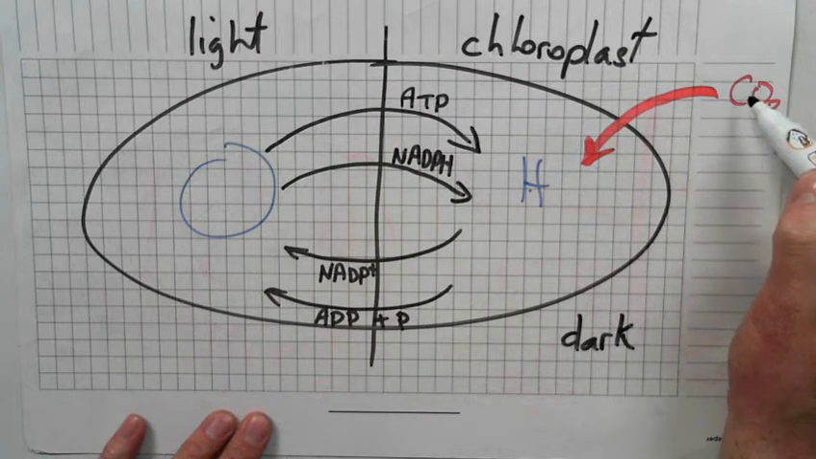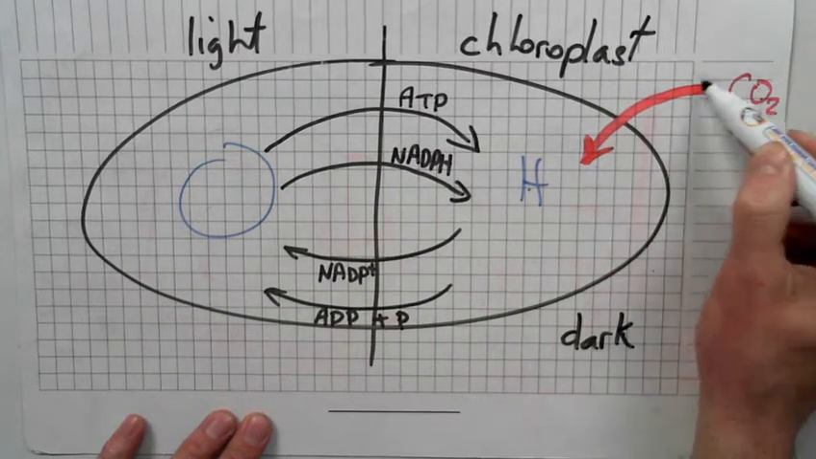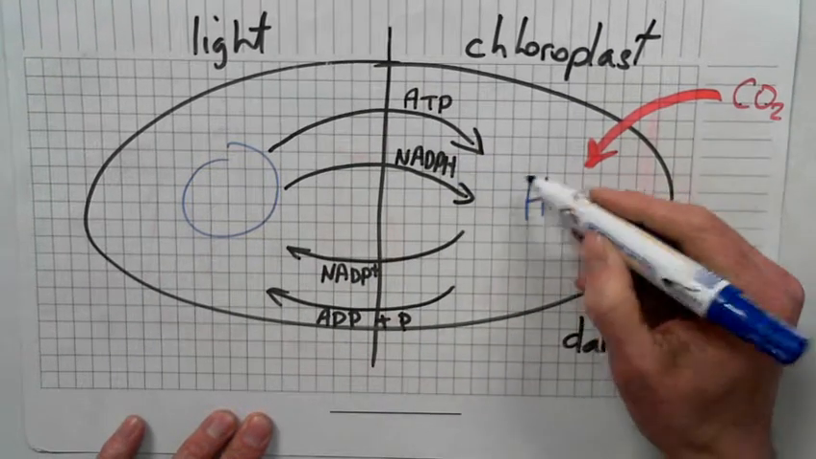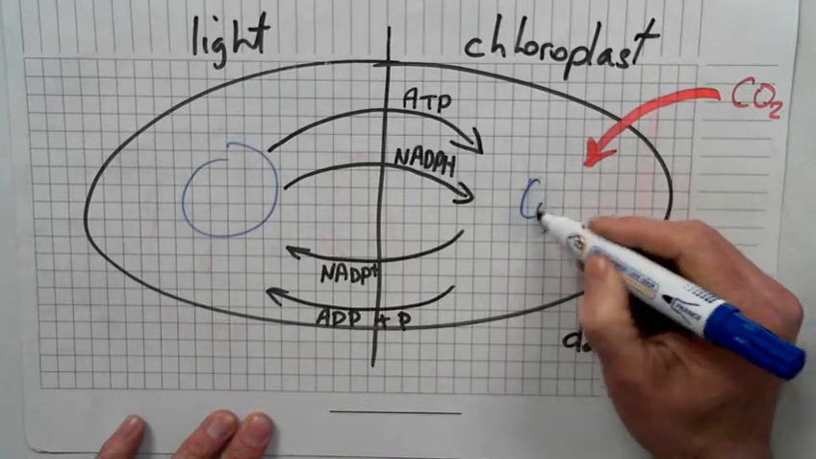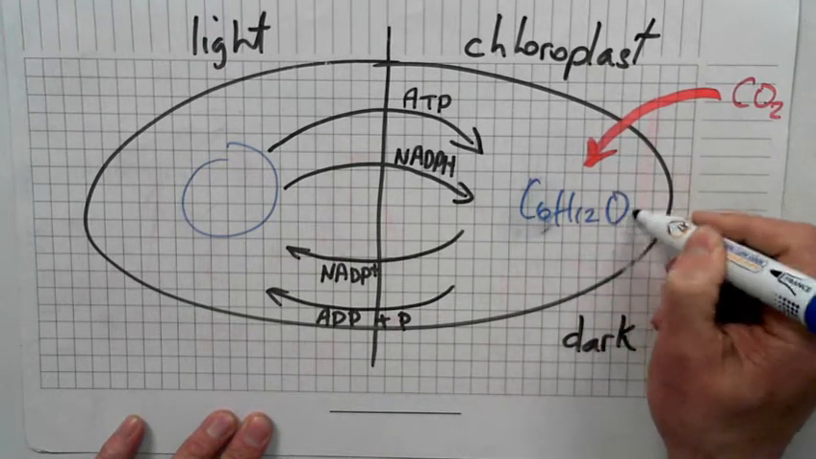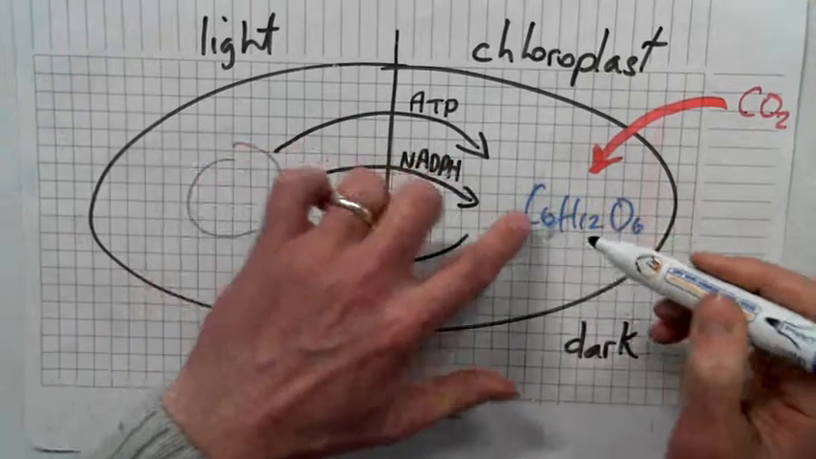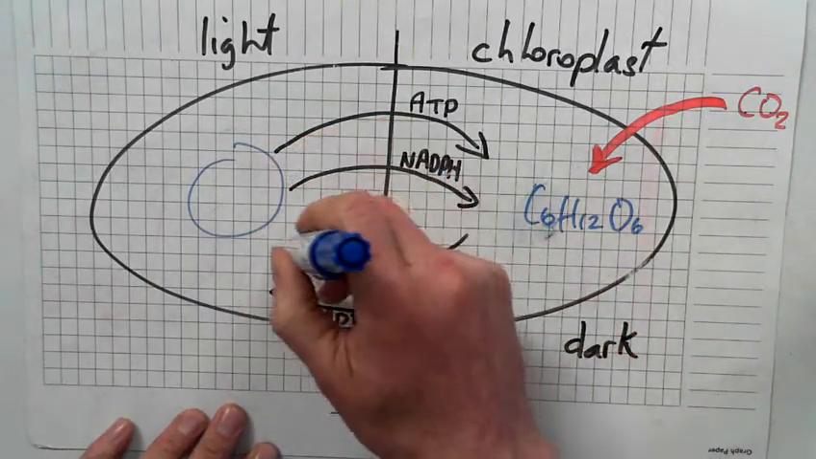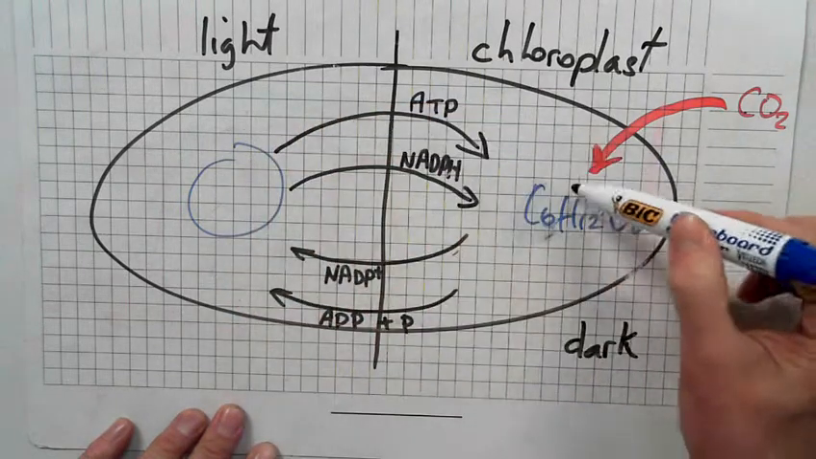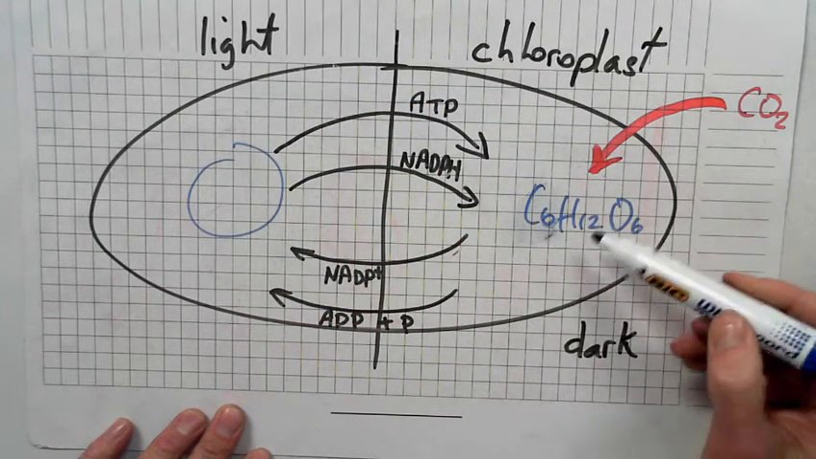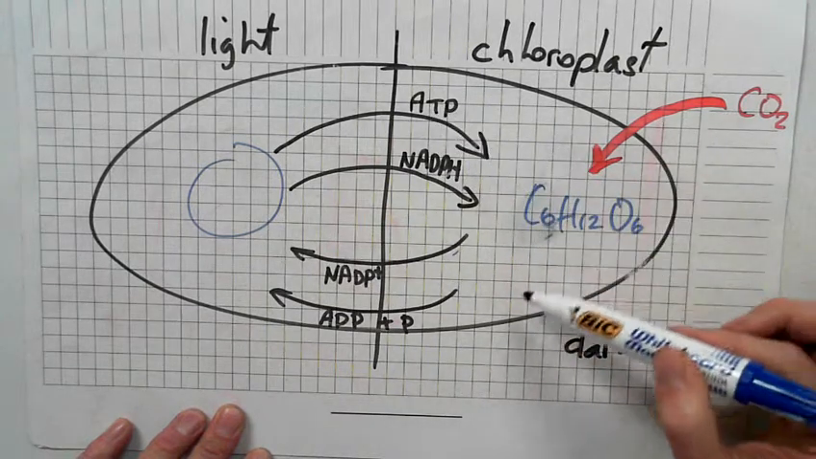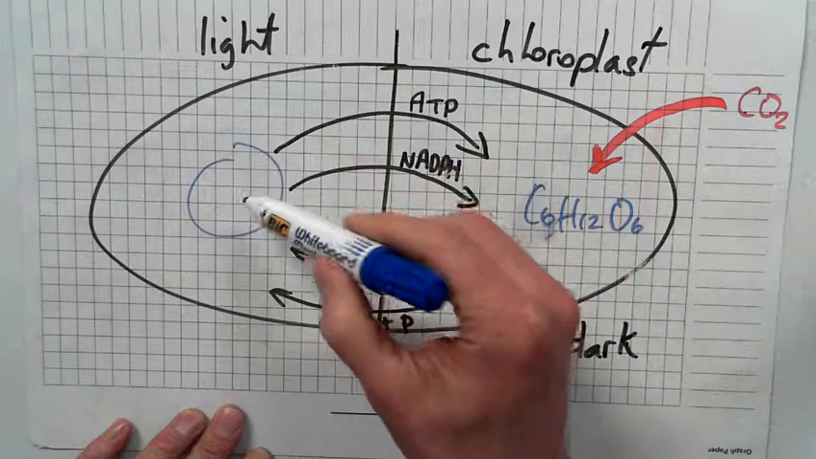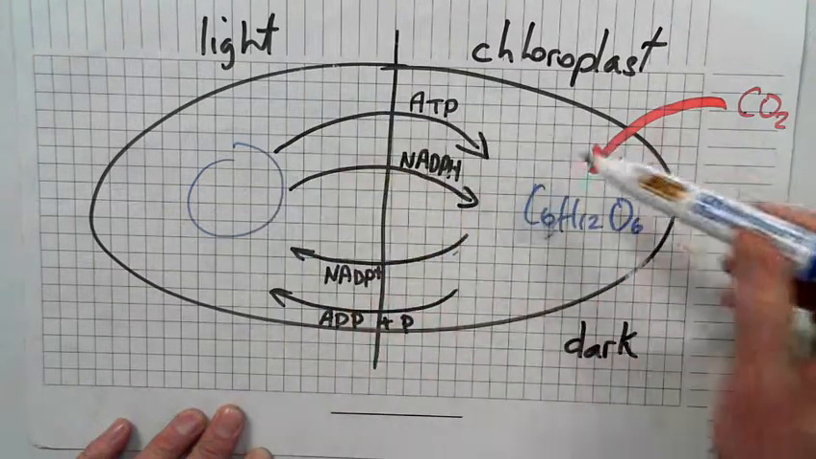Hydrogen will combine with carbon and oxygen from the carbon dioxide that comes in to form glucose, C6H12O6. Remember that hydrogen is dropped off, so NADP plus returns to pick up another hydrogen, or 2 more electrons and a hydrogen. 2 electrons are dropped off here as well. Right, so ADP and phosphate, the phosphate returns to pick up more energy and then returns to the dark stage.